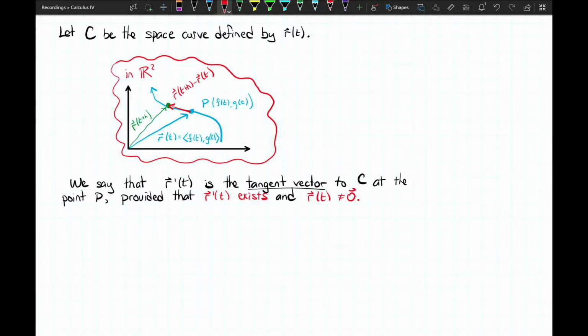Now, we may also wish to get the unit tangent vector, and that is simply found by taking our tangent vector and scaling it to a length of 1 by dividing by the norm of r prime of t. Now, from the tangent vector or the unit tangent vector, we can even also give a vector form or a parametrized equation form for the tangent line at a point on a space curve.